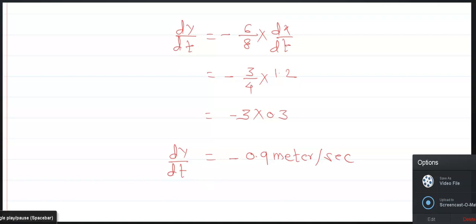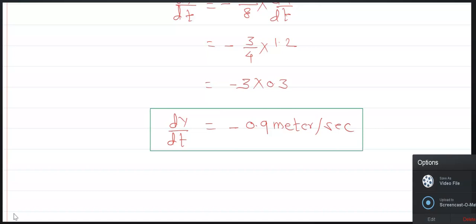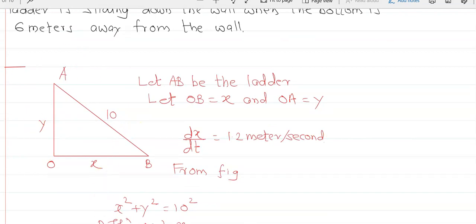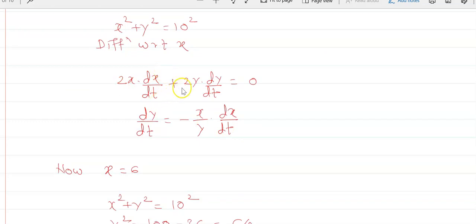See this again. The ladder 10 meter long is leaning against the vertical wall. If the bottom of the ladder is pulled horizontally away from the wall at the rate of 1.2 meters per second, find how fast the top of the ladder is sliding down the wall when the bottom is 6 meters away. This is the triangle AOB. Let AB be the ladder, OB is x, OA is y, dx upon dt is 1.2 meter per second. From the figure, x square plus y square is equal to 10 square. Differentiate it: 2x into dx upon dt plus 2y into dy by dt is equal to 0. Therefore, dy by dt is equal to minus x upon y into dx upon dt.